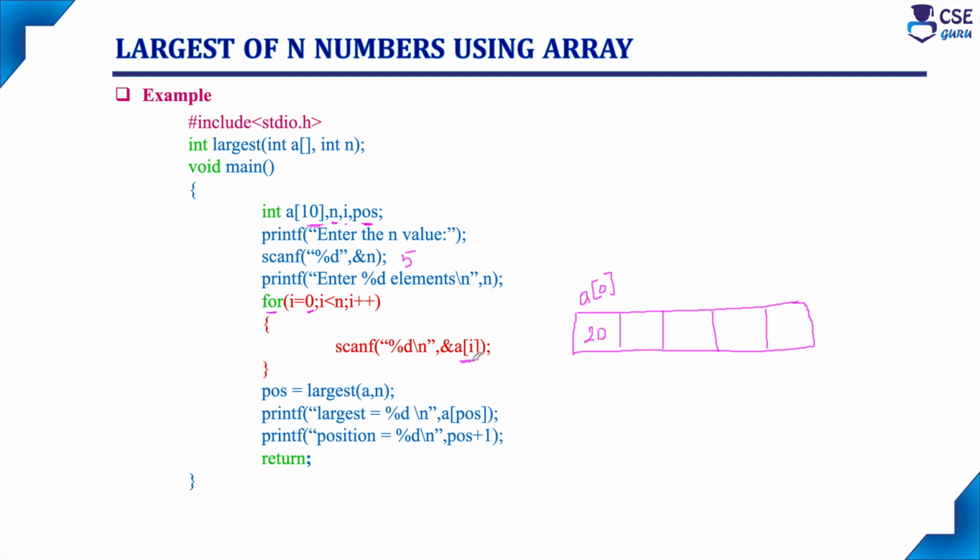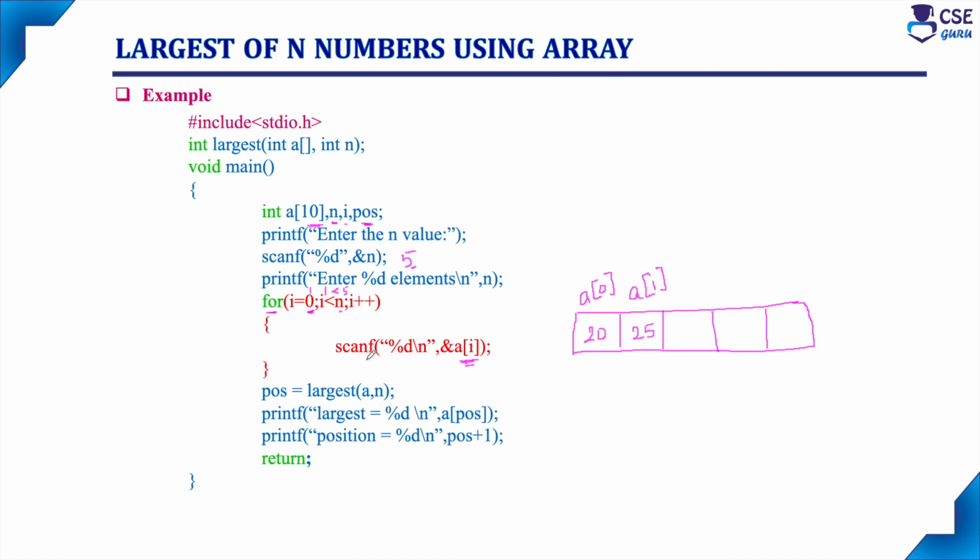After executing this scanf statement, control will be transferred to the for loop again and i will get incremented to 1. Check the condition: 1 less than n, where the n value is 5 as we have given here. So 1 less than 5, the condition is true, and it will execute the scanf statement and in the a[1] position we can store one more element. For example, I have given 25.